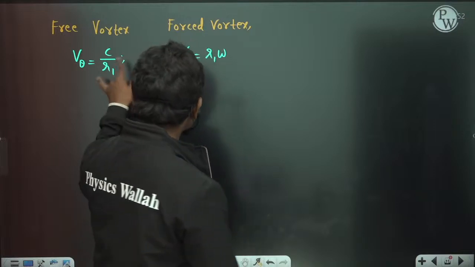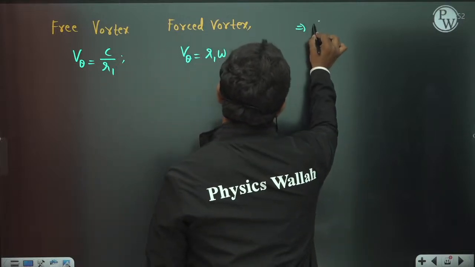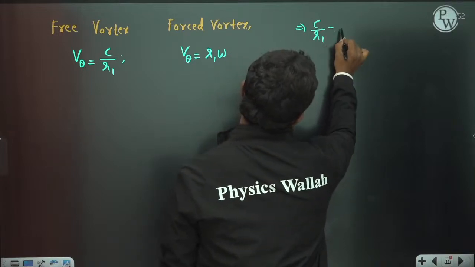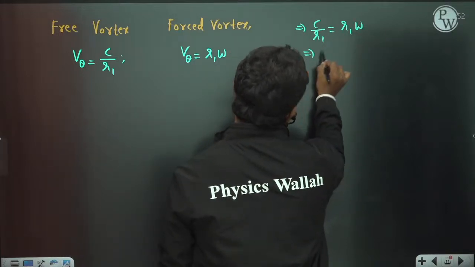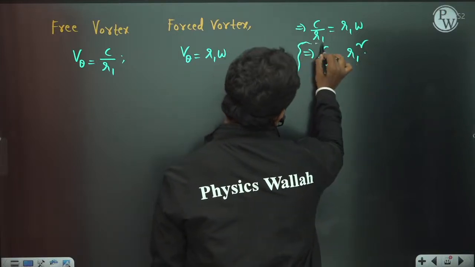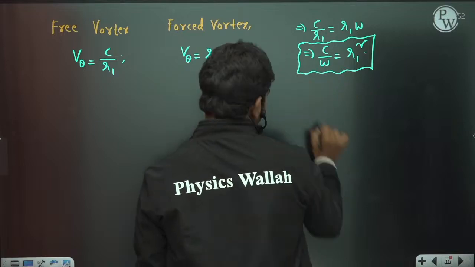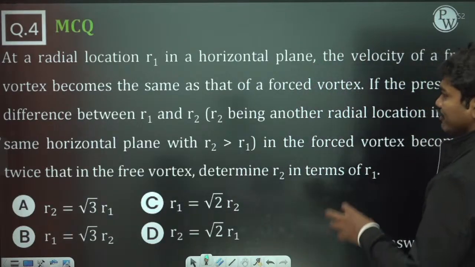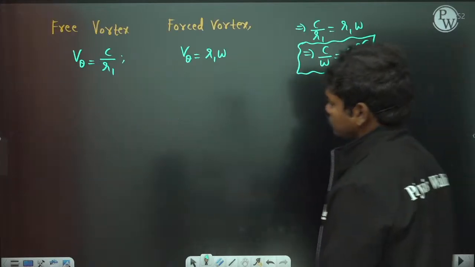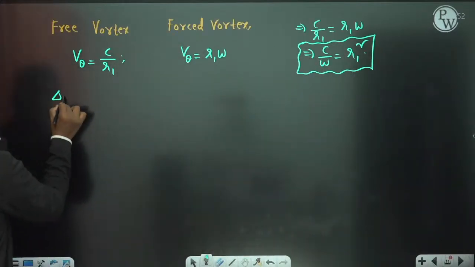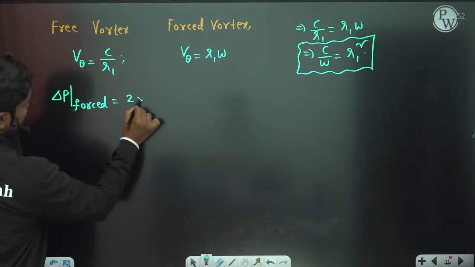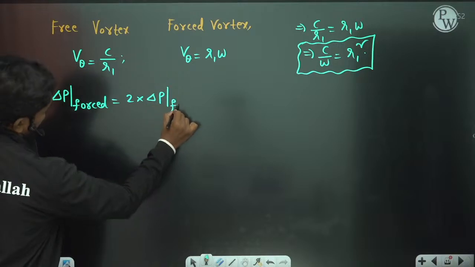Now given that these two things are equal, this implies C by small r1 is equal to r1 times omega. So C by omega is nothing but r1 square. So this is the relation. Okay, they have given you this. Now they have given you one more condition. What is that? The pressure difference between R1 and R2 in the forced vortex becomes twice that in the free vortex. So delta P between two locations in forced vortex is equal to 2 times that in the free vortex. This is what they are telling you, correct?